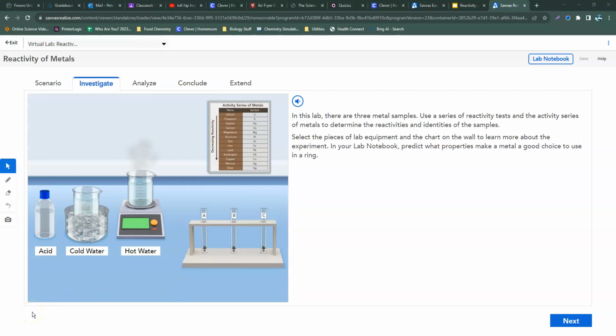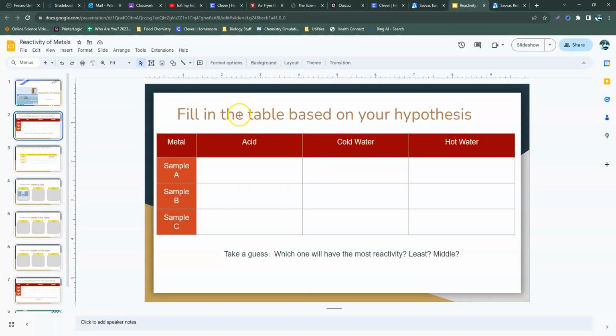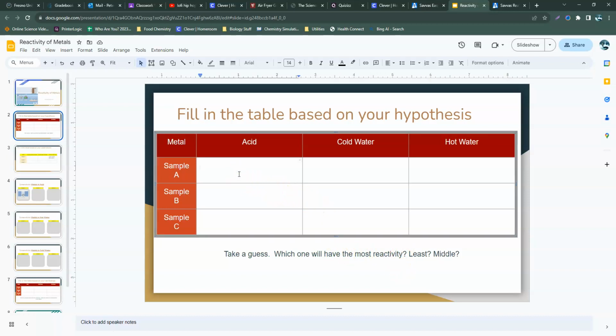Okay, so now that we know a little bit about the materials we're working with, that they're all metals, and which ones should be reactive and which ones should not, we have to go to our slide deck and make some hypothesis guesses, and then we'll conduct the actual experiment to get real answers. So we'll start that process now. Okay, so we need to make our guesses. We've read about acid, cold water, and hot water. We don't know which sample is which right now, so this is purely a guess. So which one's going to be most reactive, least reactive, and mid. I'm just going to toss out some guesses because that's all they are.